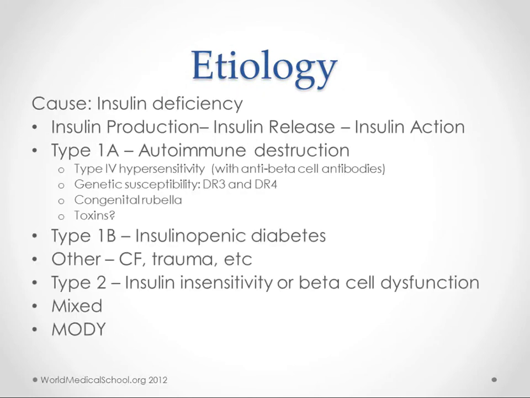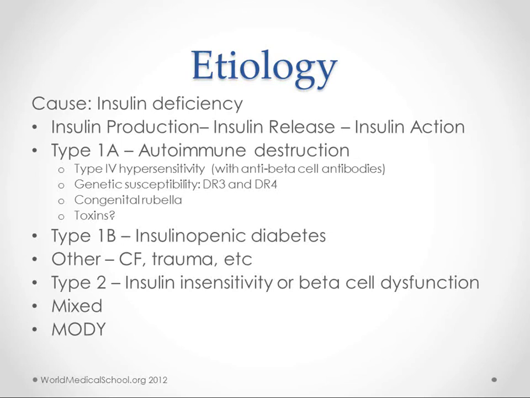So what causes diabetes? Well, it usually comes back to insulin. Diabetes is a problem of processing sugars and other processes associated with insulin. So if we have a problem with production of insulin or release of insulin or insulin action, then all those things can cause diabetes. Now there's a really long list of ways you can actually cause this dysfunction.